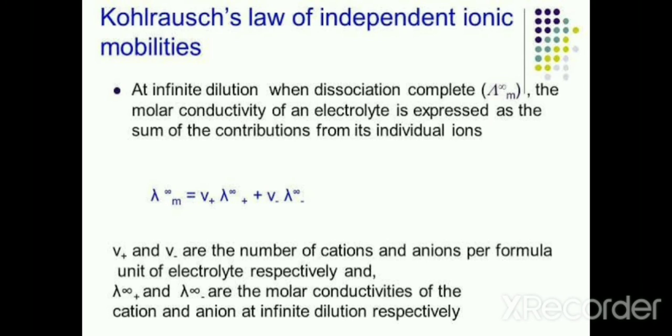Kohlrausch's law of independent migration of ions states that the limiting molar conductivity of an electrolyte, that is lambda naught m, can be represented as the sum of the individual contributions of the anion and cation of the electrolyte. Thus, we can write lambda naught m is equal to nu plus lambda naught plus plus nu minus lambda naught minus. Lambda naught m is the limiting molar conductivity of an electrolyte. Nu plus and nu minus are the number of cations and anions. Lambda naught plus is the limiting molar conductivity of the cation. Lambda naught minus is the limiting molar conductivity of the anion.